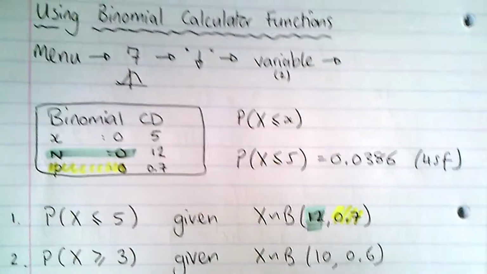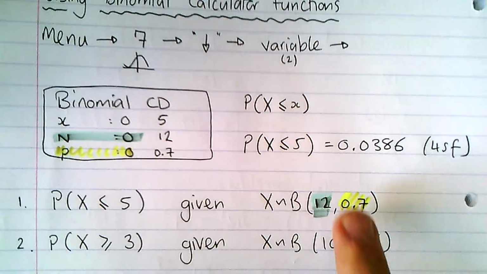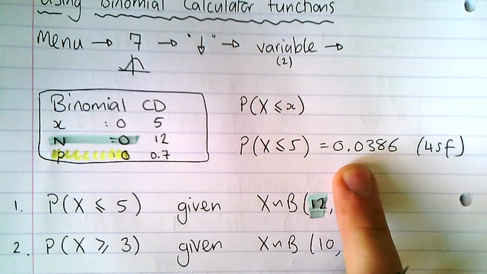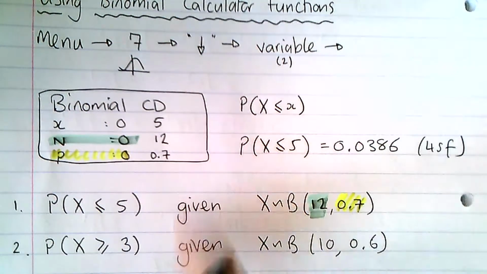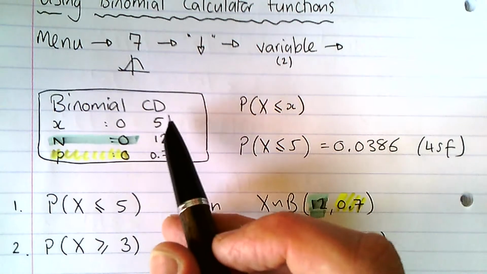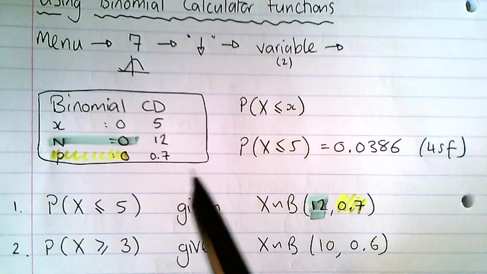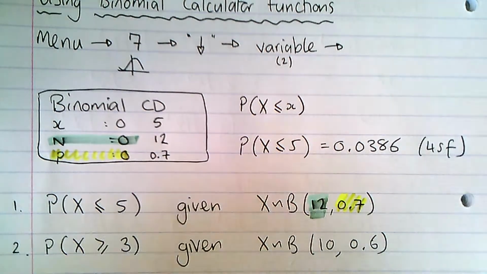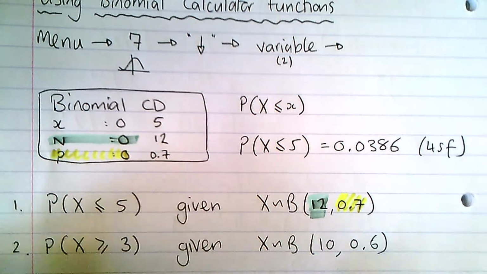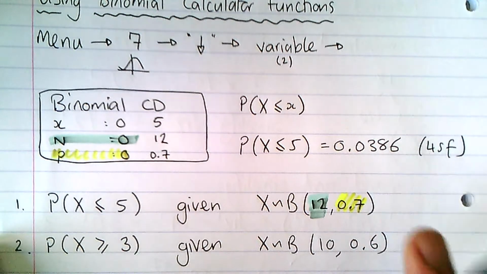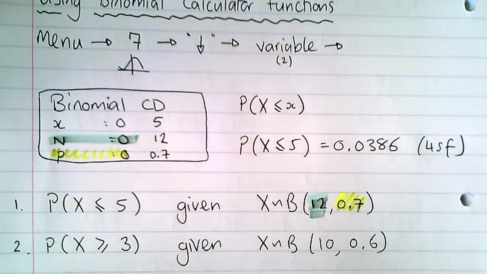Now what I would suggest is making sure that you try that and check that you do get that answer by typing 5, 12 and 0.7 into your binomial CD function on the Classwiz calculator. Right, on to the second question. If you wanted to pause the video there just to make sure that you've got that, that's fine. We're going to shift on to the second question now.